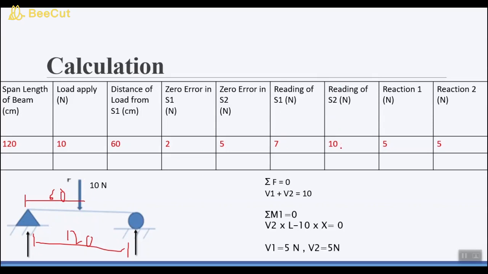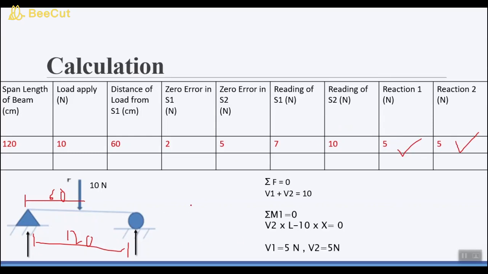To find the reaction you have to subtract the reading of spring balance 1 from its error. So when you subtract 2 from 7 you get 5 Newton, and when you subtract the zero error 5 from spring balance 2 reading, which is 10, you will get 5. So in this case the reaction of both the supports came out 5 Newton.